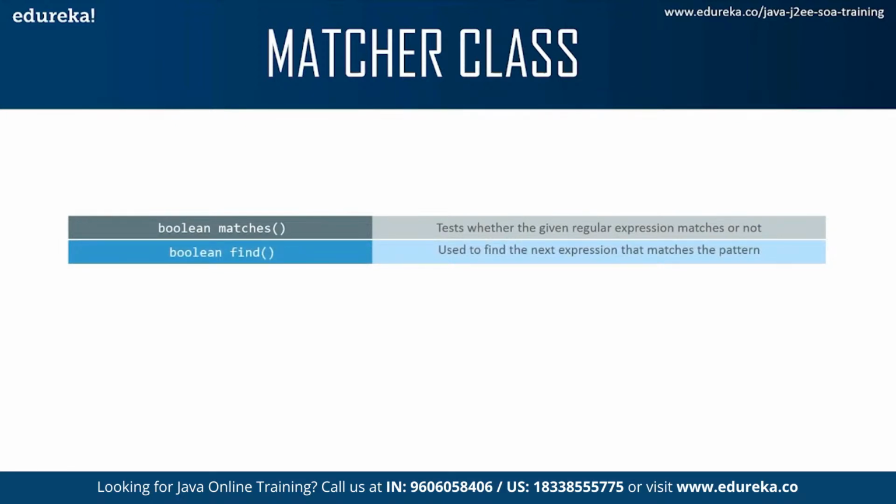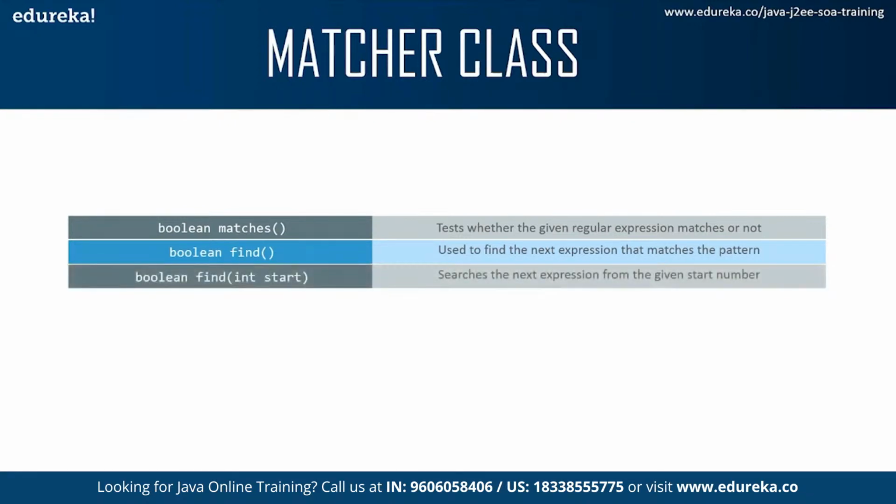Once you get a match, it will go ahead and find the next expression that matches the pattern. If not, it stops there, and then it will again go ahead and find the next one. Next, boolean find with an int start. Here I'm passing the parameter called start, and by doing this it will search for the next expression from the given start number.